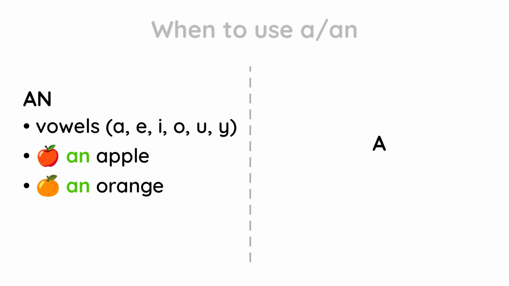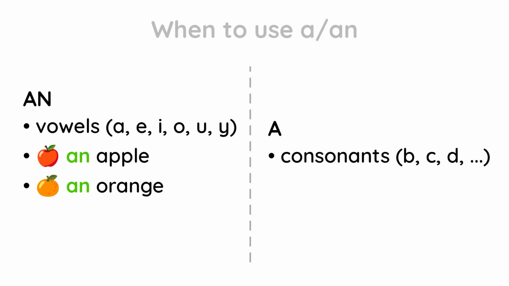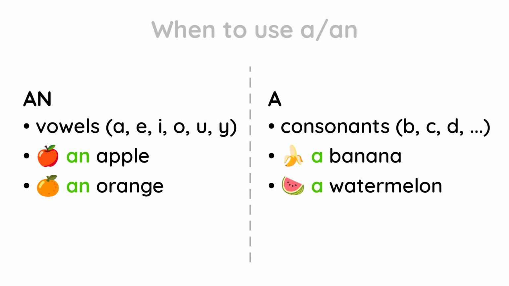On the other hand, if the word starts with a sound that sounds like a consonant, we would use a. Consonants are all letters that are not vowels, such as b, c, or d. So for example, we would say, a banana or a watermelon, because the first letters sound like consonants.